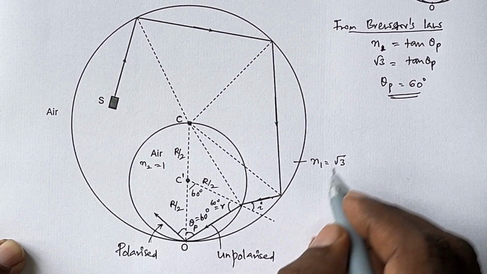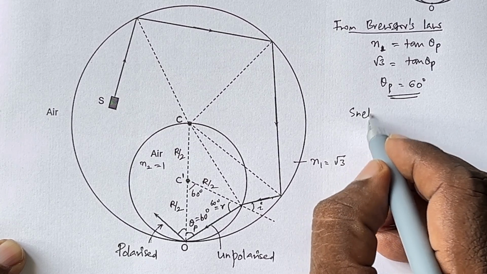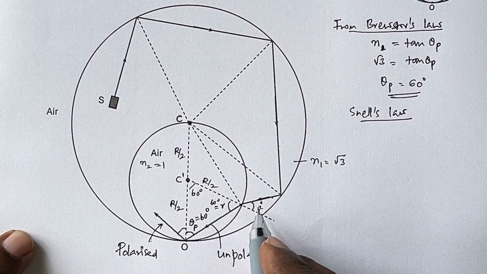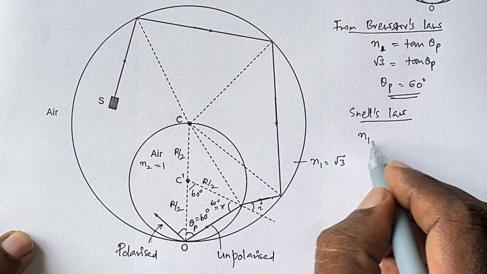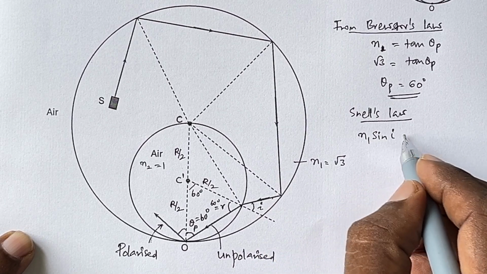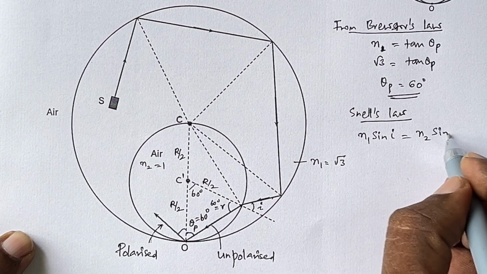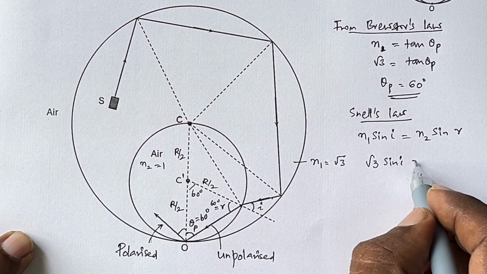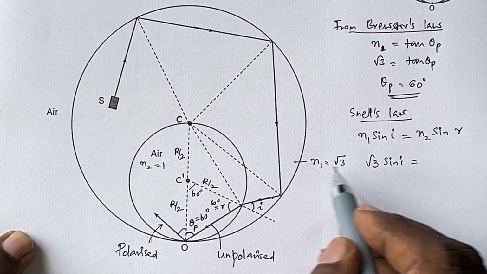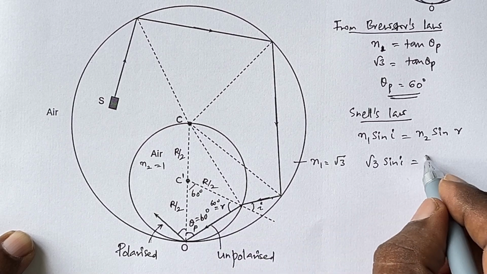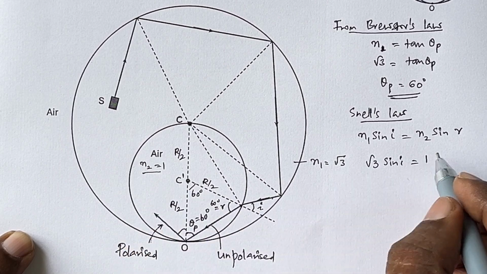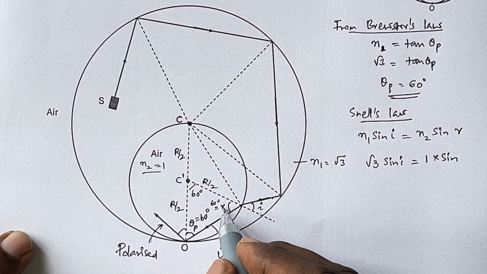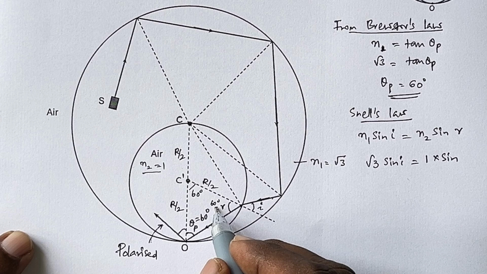For that, I will use Snell's law. So I will write the equation of refraction. See, outside n1 is there. n1 sin i is equal to n2 sin r. n1 is equal to root 3, so root 3 sin i is equal to n2, and n2 is 1 because the air refractive index is 1, into sin r. r is the angle of refraction. It is also equal to the angle of polarization, that is 60 degrees.